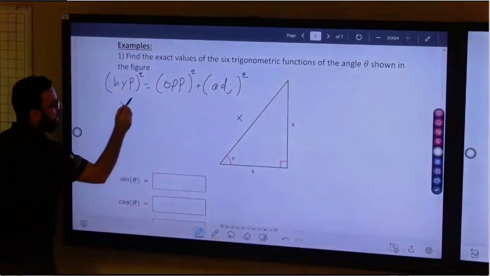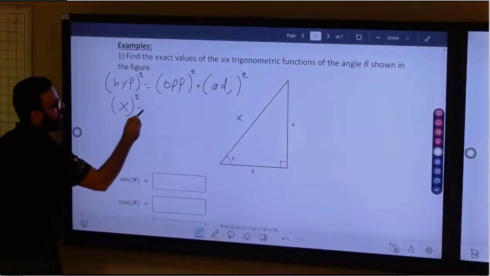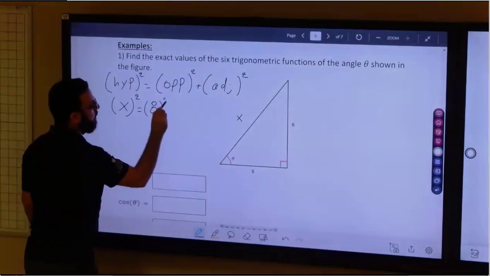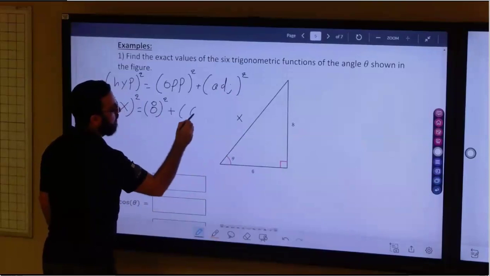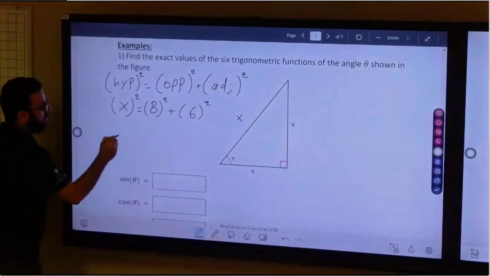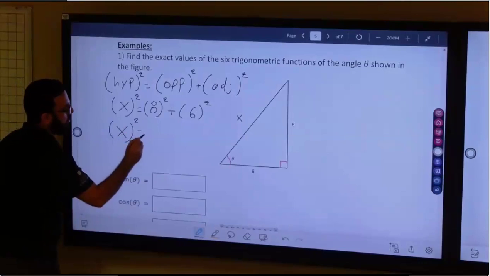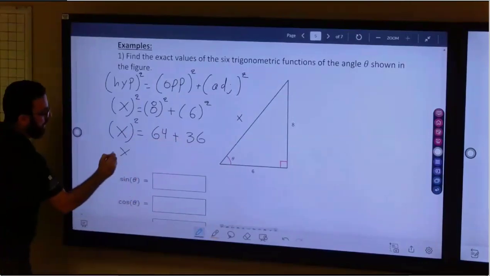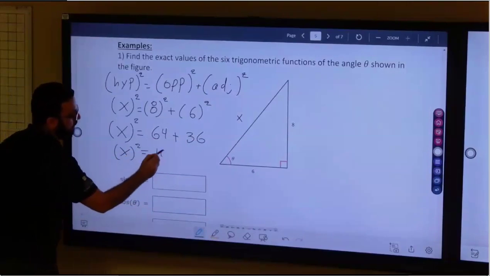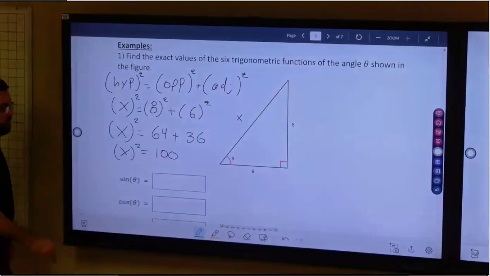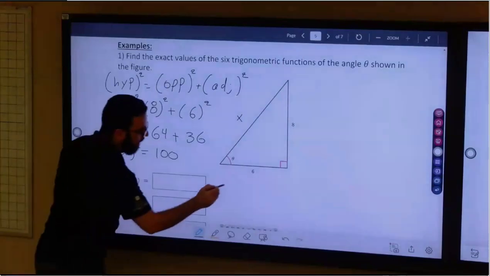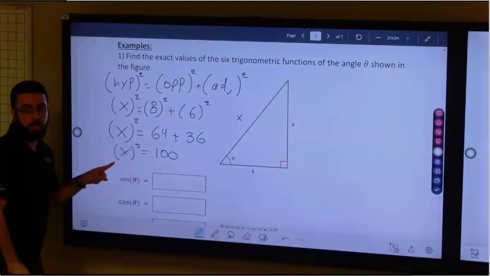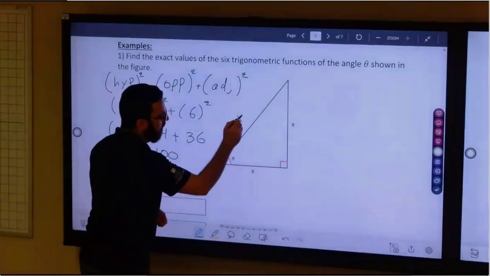That gives me x squared equals the opposite side for this angle, 8 squared, plus 6 squared. So x squared is going to be 64 plus 36, which is 100. How much is x? 10. The x is 10.